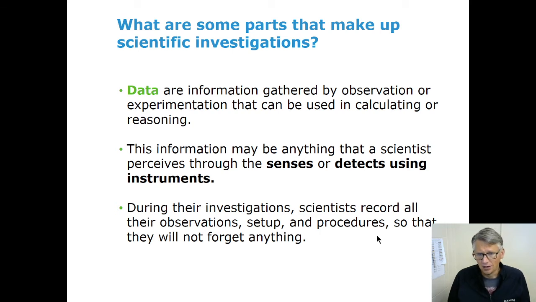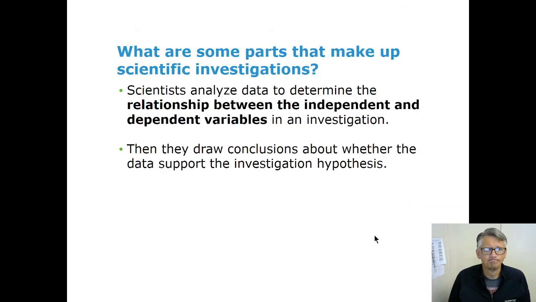Data. Data are all those things that you write down, whether they are qualitative or quantitative. Once again, we need to make sure that we're writing down as much information as we can so that we understand what's going on. And when we take a look at it, our goal is to come up with what is the relationship between the independent and dependent, and that we have the correct hypothesis in the end.